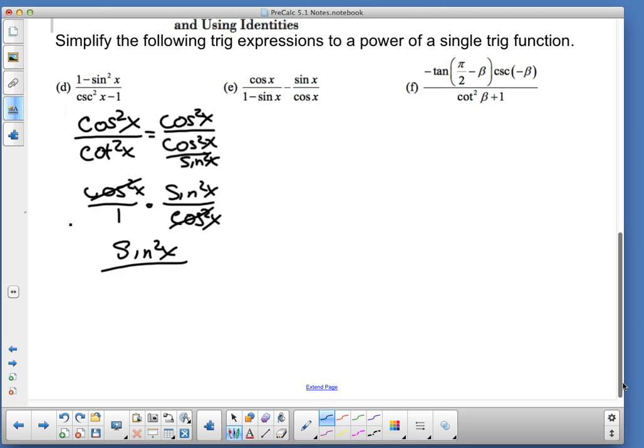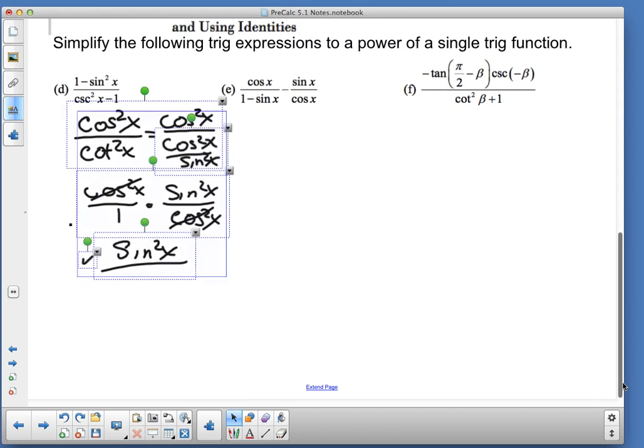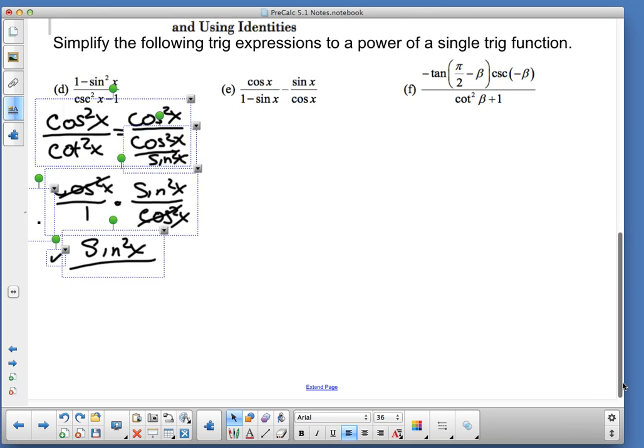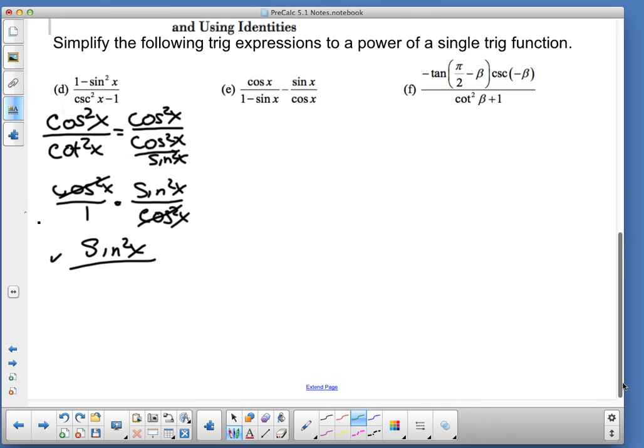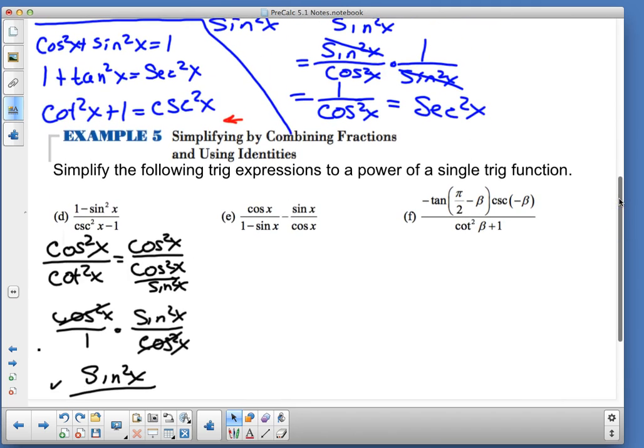Okay, and I'm just going to double check my answer here, and I'm going to reread to see what they wanted me to do. They wanted me to simplify the following trig expressions to a power of a single trig function. Got it, done. But please notice what I did to get there. I started recognizing the Pythagorean theorem identities as I went through. Each time I do them, there's not just this set way of using them, but I'm referring back to those three, and I'm going to think about them as I go.